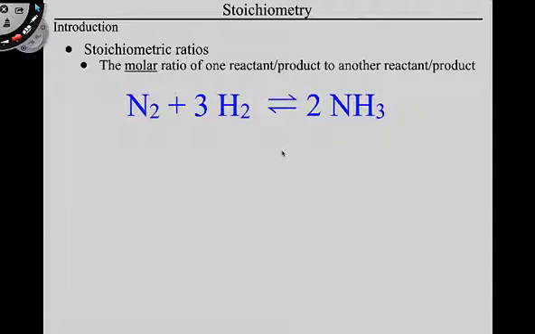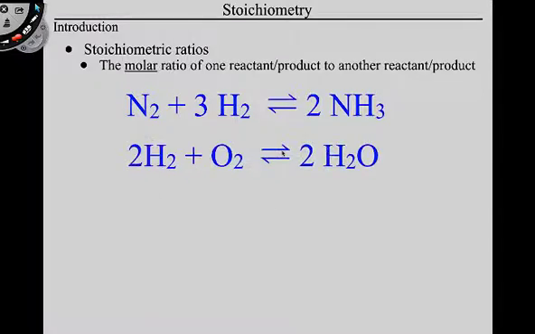So this 1 to 3 to 2 ratio, the stoichiometric ratio from the balanced equation, is a molar ratio. So it's 1 to 3 to 2. You get the idea? So guys, what about this then?